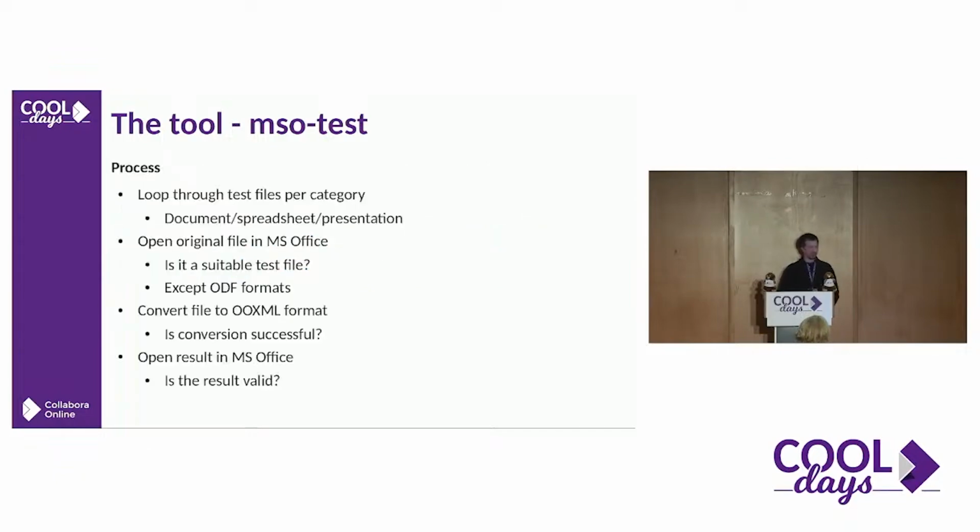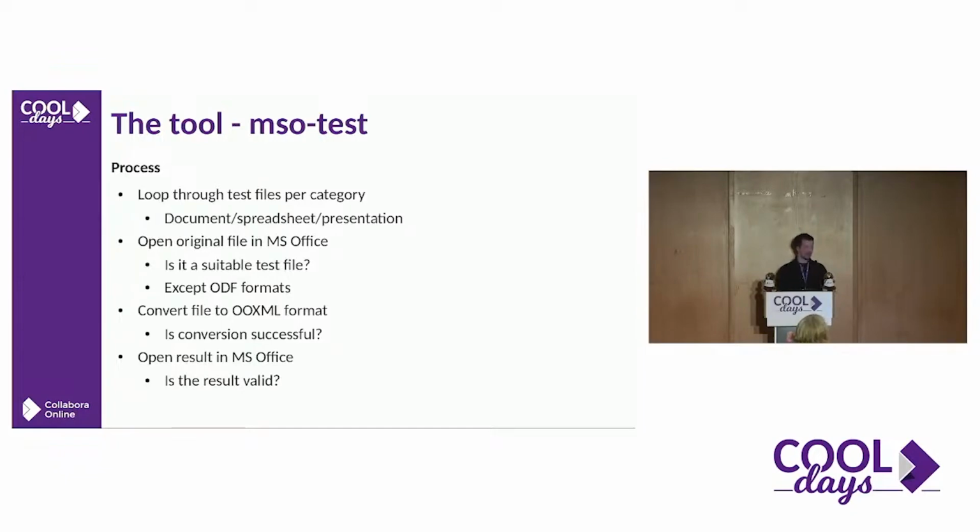The process for this tool is that the test files are collected in directories. This tool loops through them per application. First it opens the original file in Microsoft Office through the COM interface and just sees whether it can open the original file, because if it cannot, then it's no use testing it further. Except for ODF formats, because Microsoft Office is not the original producer for ODF formats. It's not really interesting to check those first.